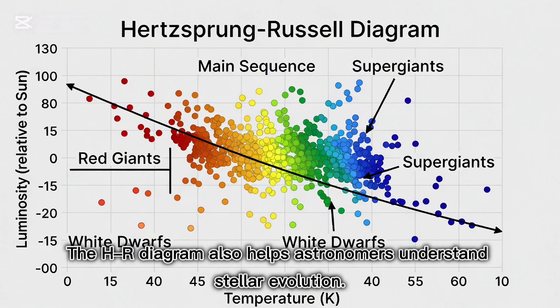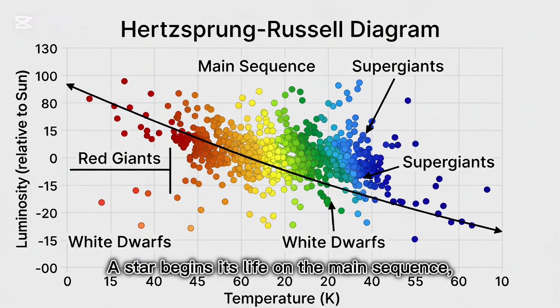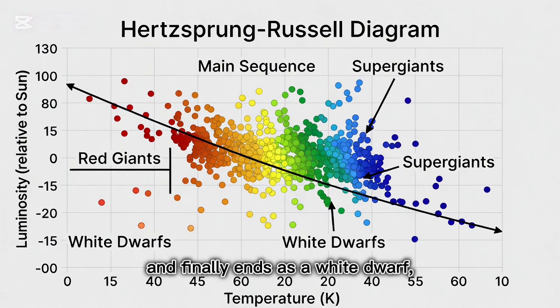The HR diagram also helps astronomers understand stellar evolution. As a star ages, it moves across different regions of the diagram. A star begins its life on the main sequence, later becomes a red giant or supergiant, and finally ends as a white dwarf, neutron star, or black hole, depending on its mass.